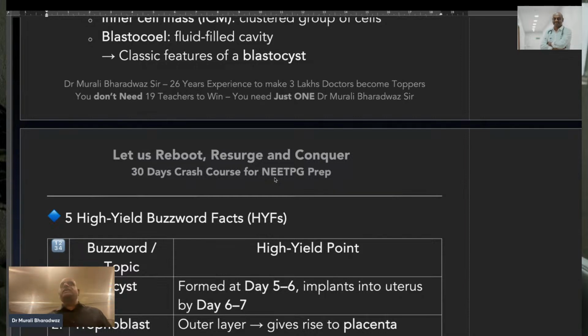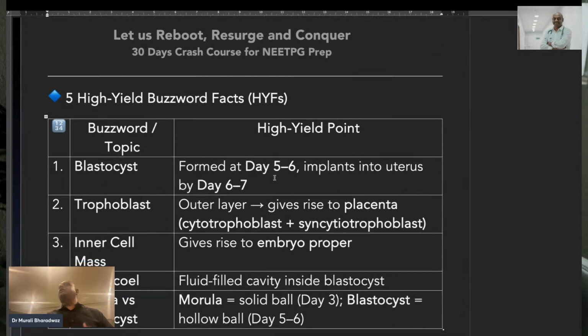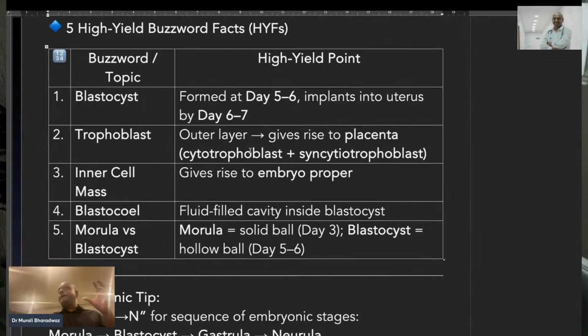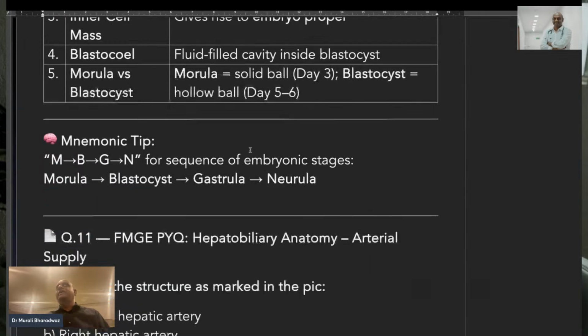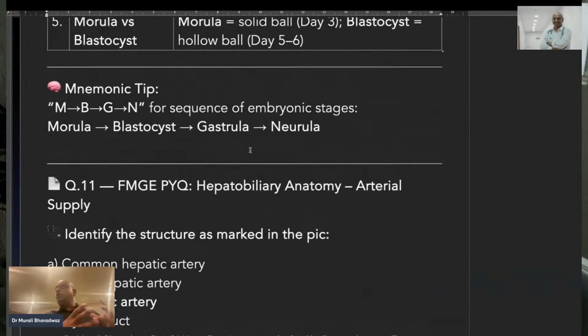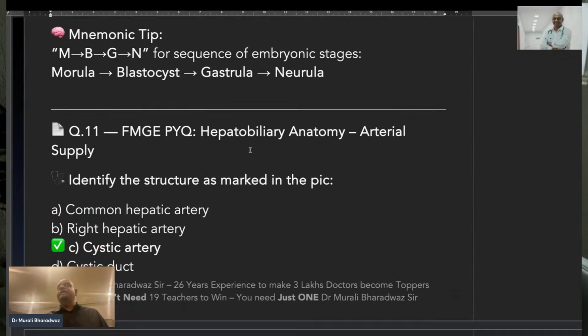That's a funda. So it is typically formed on day 5 and 6. It implants into the uterus on day 6 or 7, is what needs to be remembered. Right, doc? So first morula, then blastocyst, then gastrula, then neurula. That's how the embryonic development happens.